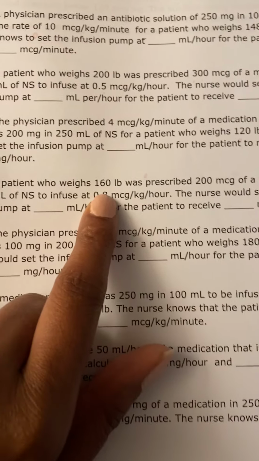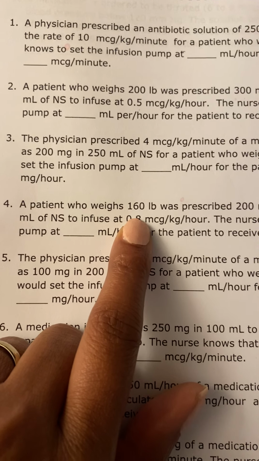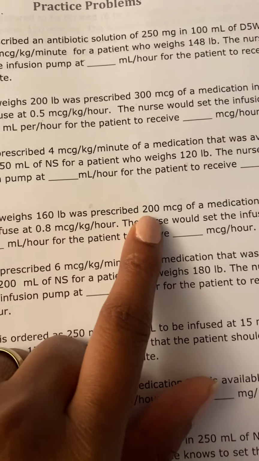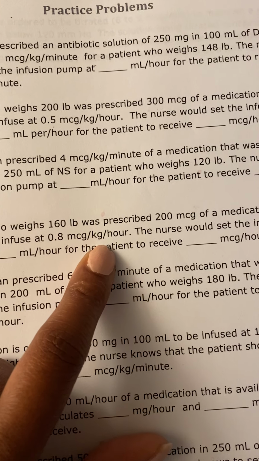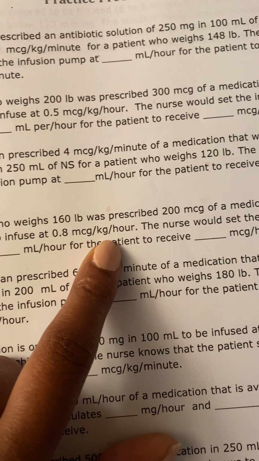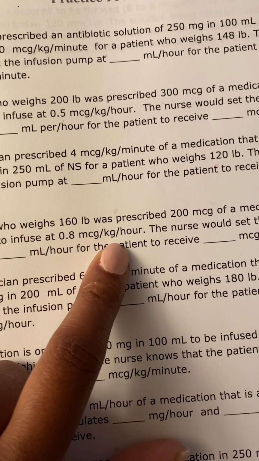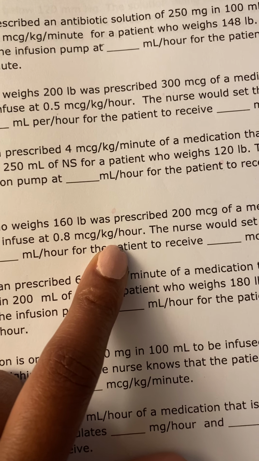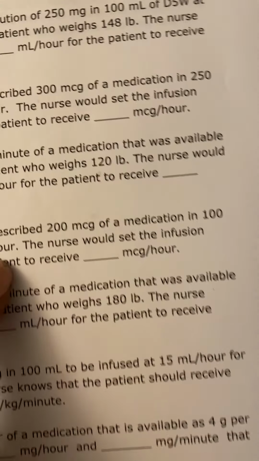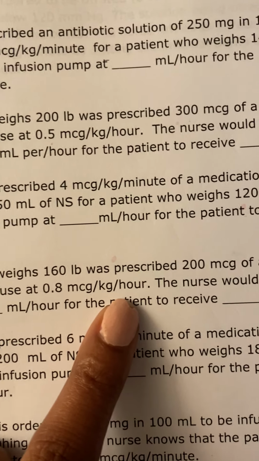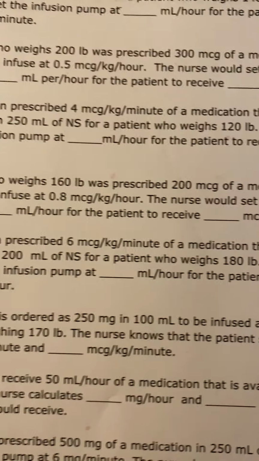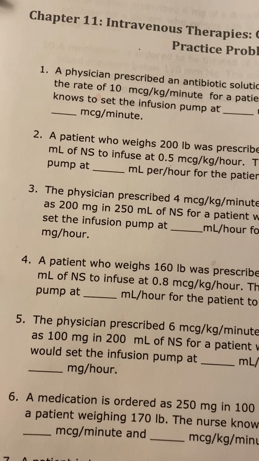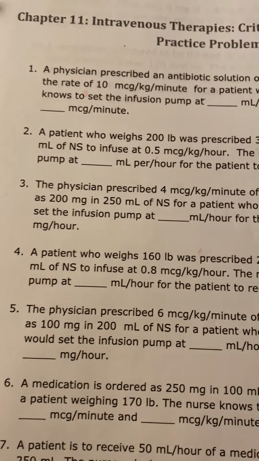Number 4 also, you would change pounds to kilograms. 200 micrograms, infused at 0.8 micrograms per kilogram per hour. And if you need me to, I can work that out for you. I don't mind at all. I'm just looking over it, trying to see if you need assistance with number 4. I would rather do number 4. Let me find another clean sheet of paper. Okay, so let's try 4.